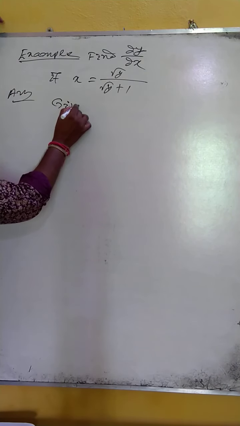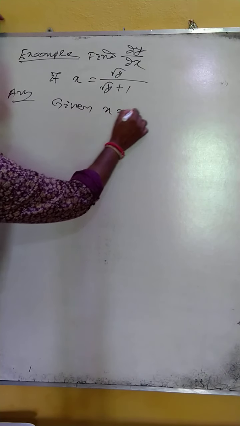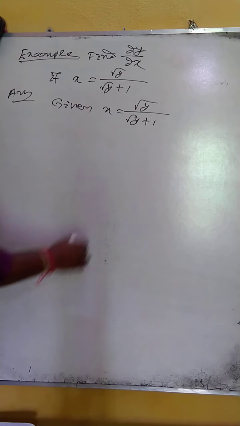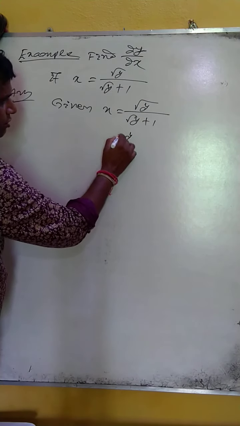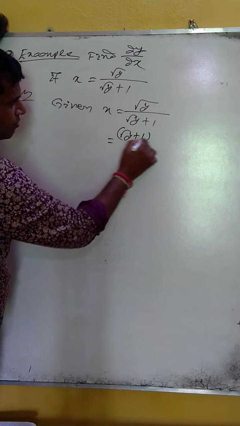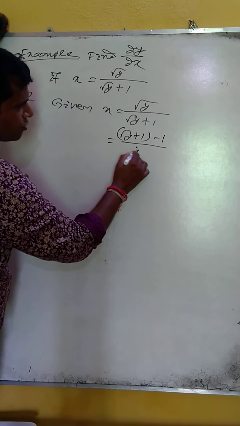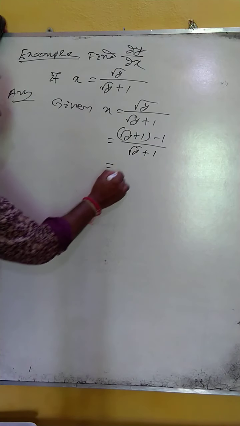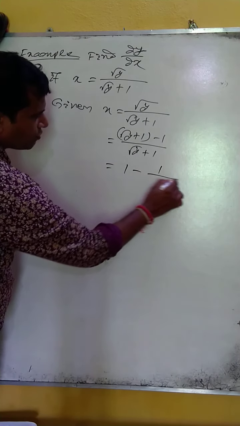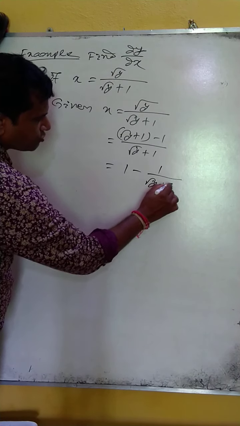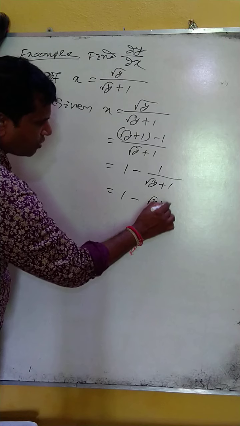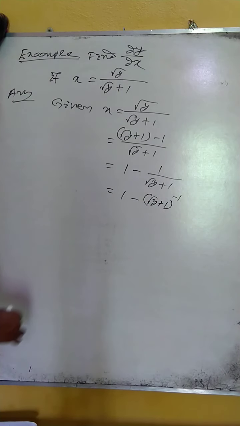Given x equals root over y divided by root over y plus 1. We can write it as root over y plus 1 minus 1 divided by root over y plus 1. Then 1 minus 1 by root over y plus 1. Then 1 minus (root over y plus 1) to the power minus 1.